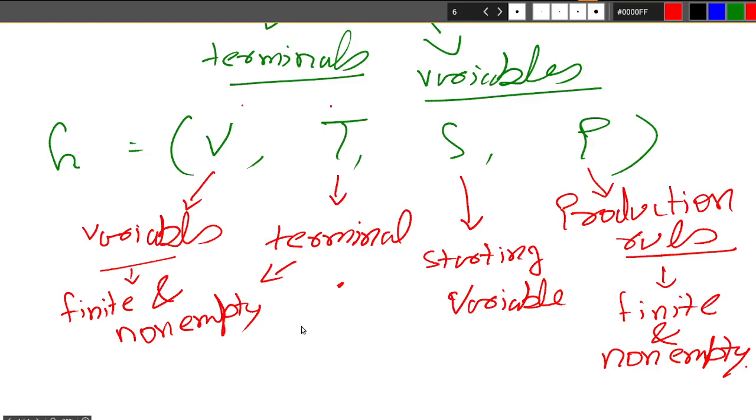Variables are something which will be used in between your grammar, and in the last these variables will be replaced by the terminals. Terminals are something which are actually the part of your alphabet. So this will form the final string.